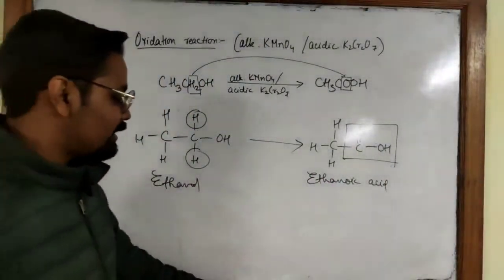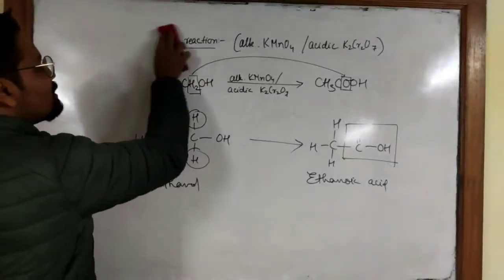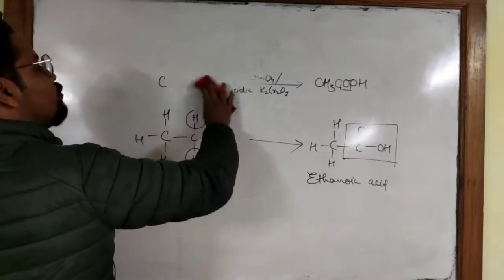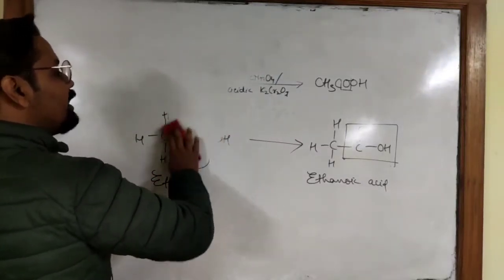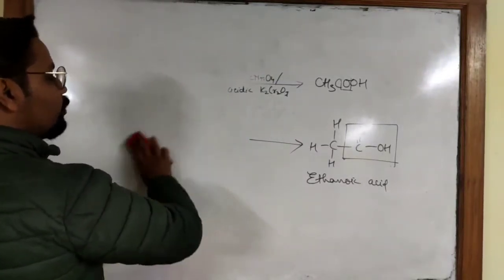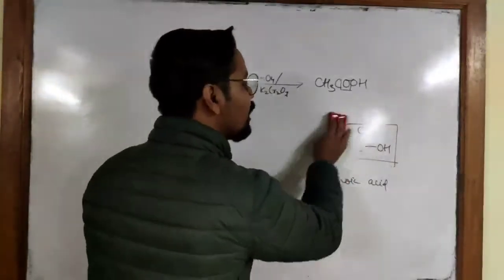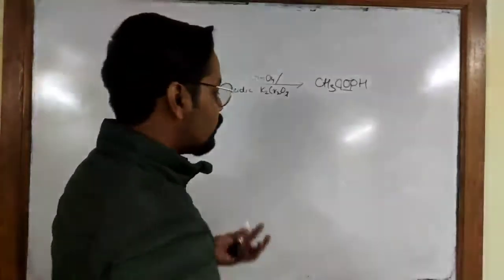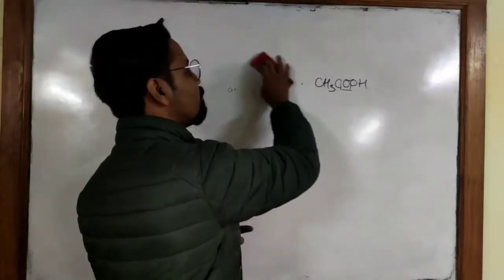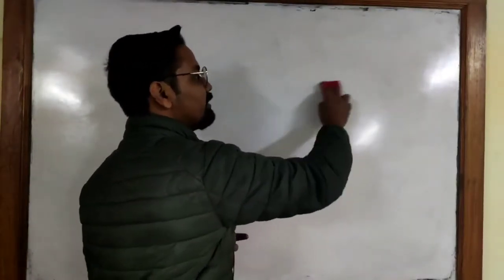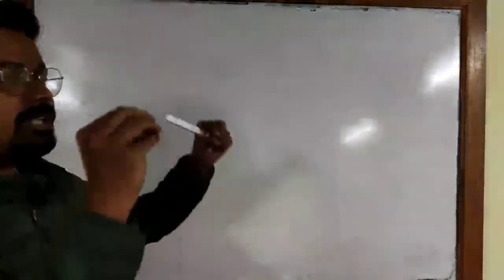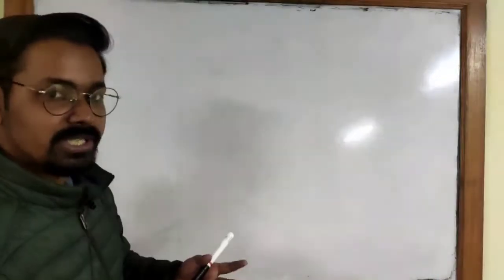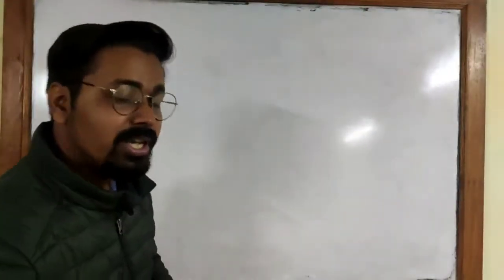Let us move on to our next type, that is addition reaction. As we discussed in our previous video, if you want to add something to a compound, you need an unsaturated carbon compound. If the compound is saturated, you can't add anything because all the bonds are single bonds. In order to add, you have to break the bond, which does not make sense. So you need a double bonded or triple bonded structure, meaning an unsaturated carbon compound.